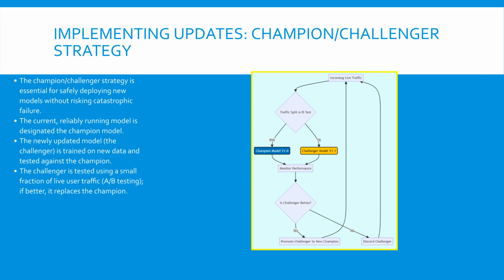Both models' performances are recorded in the monitor performance stage. A crucial decision point checks if the challenger outperforms the champion based on defined metrics. If yes, the challenger is promoted to the new champion and begins receiving all traffic. If no, the challenger is discarded, and the champion continues operating. This parallel testing minimizes risk, while ensuring that only proven improvements are pushed into the production environment.